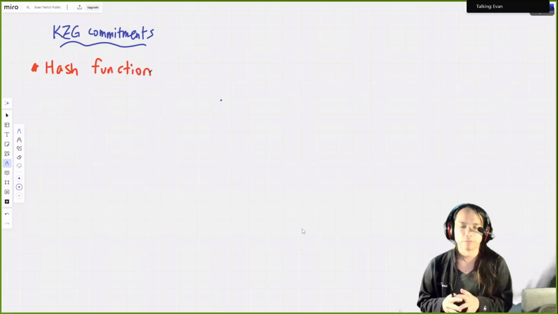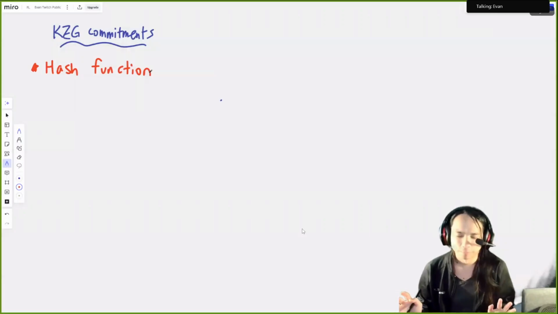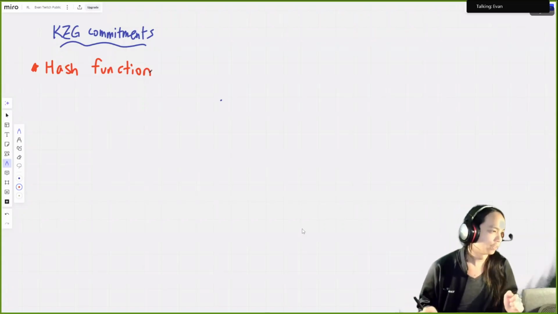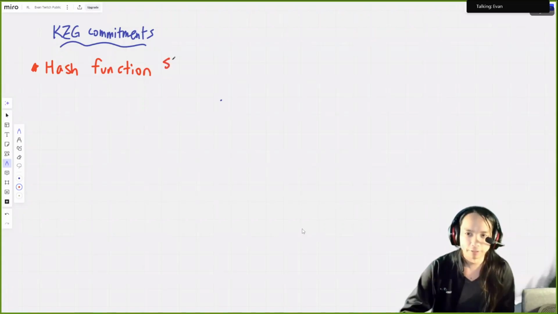So for those of you that can in the chat, can someone tell me if anyone happens to know, roughly what is the purpose of a hash function? Like SHA-256, what does a hash function do?